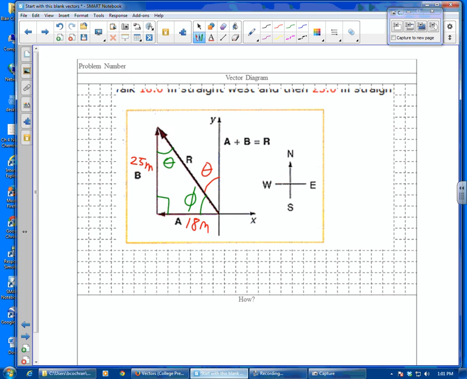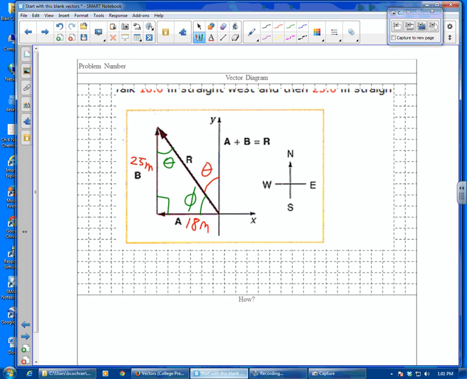I personally would rather solve for theta because then I don't have to remember to subtract it from 90 to get the answer they want me to enter. So that's what I would prefer to do. Is that okay with everyone? We'll solve for theta? Sure, why not?